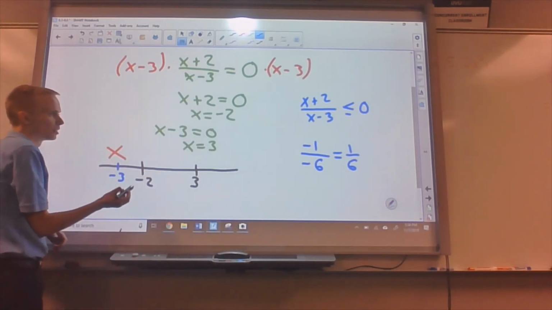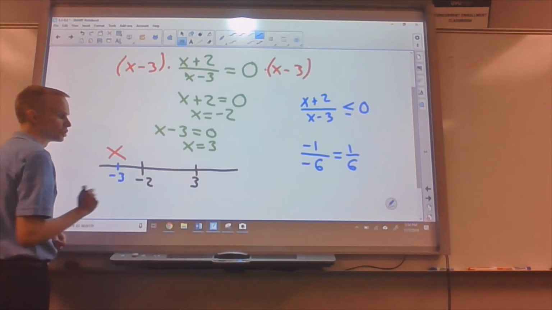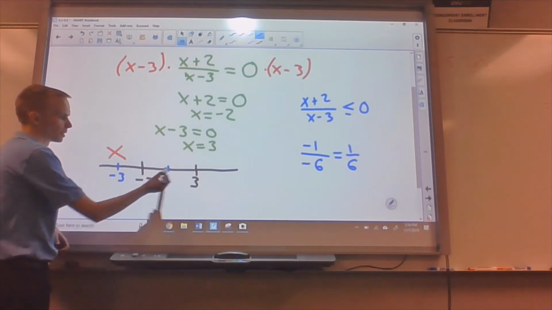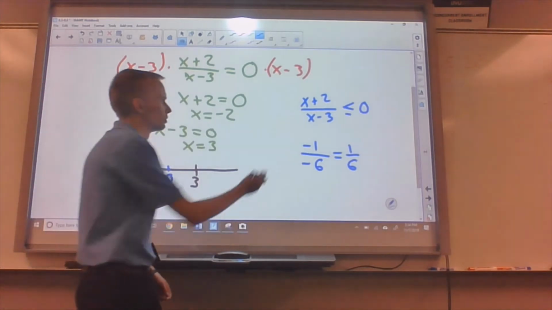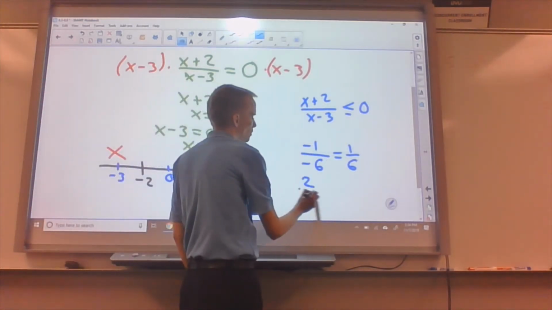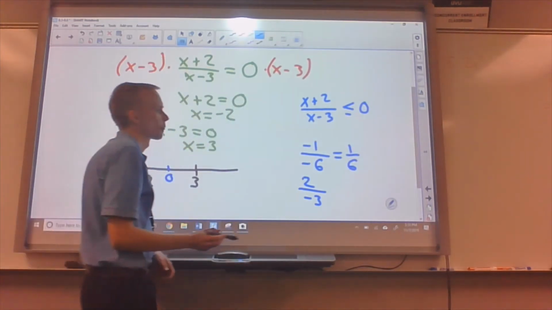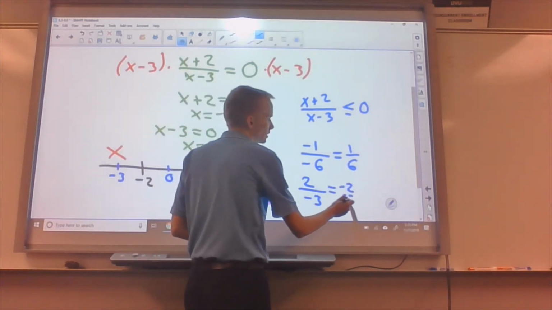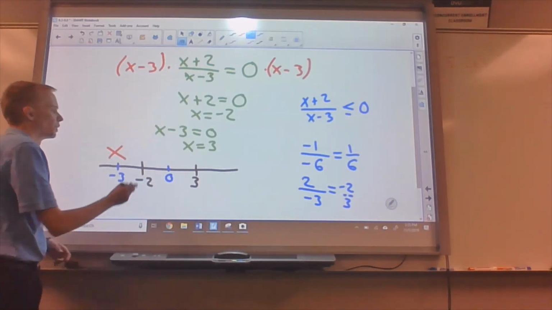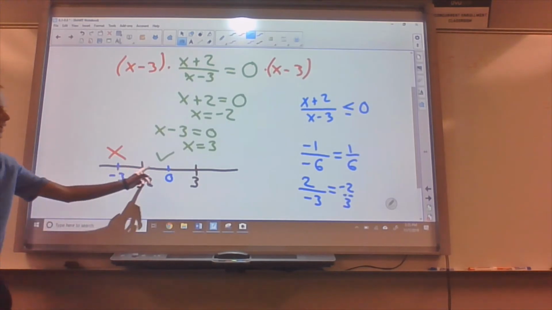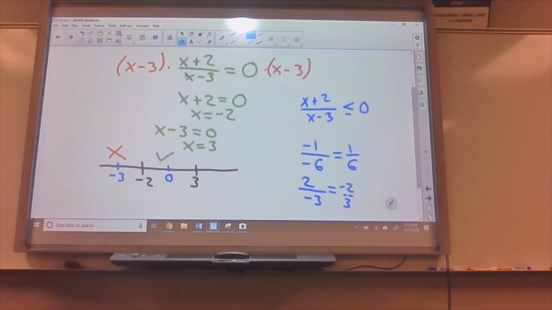Okay. So now we're going to do the same thing for this chunk of the number line between -2 and 3. So let's plug in something between -2 and 3. We'll plug in 0. Okay. So I plug in 0. I'm going to get 2 over 0 minus 3 is -3, okay, which this is -2/3. And that is less than or equal to 0. So the inequality is true in the in-between of these two numbers.